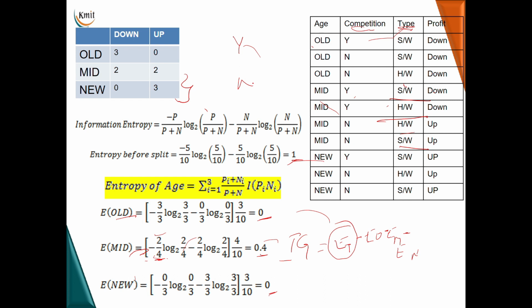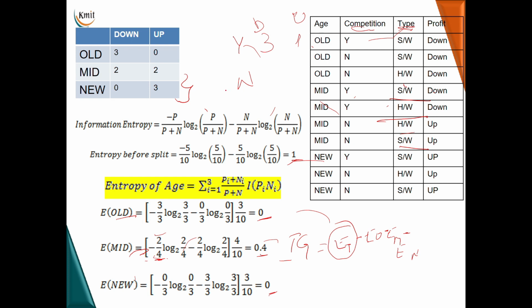Y, N. Two variables. Yes. Again, I have down. I have up. Now, when it is Y, how many downs do I have? Check that. For Y I have 1 down, 2 downs, 3 downs. When it is Y, I have 3 downs. Now, when it is Y, how many ups do I have? I have only 1 up.